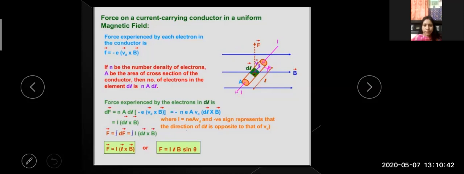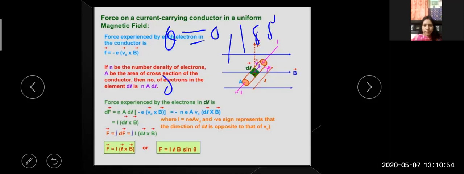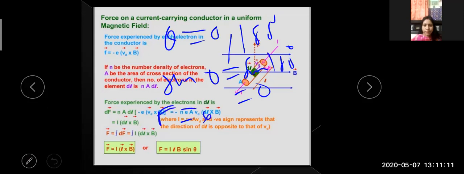There are some special cases for this force. The first case is if theta is 0 degrees or 180 degrees. We know that sin 0 or sin 180 degrees is equal to 0. So from this we will get the force experienced by this conductor as 0.